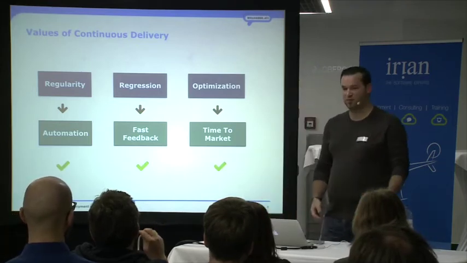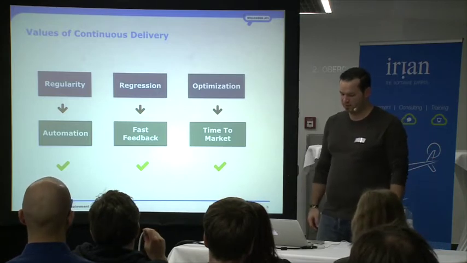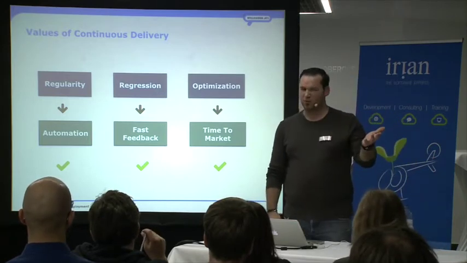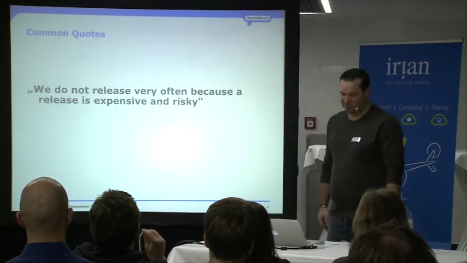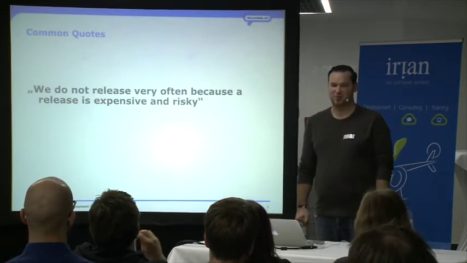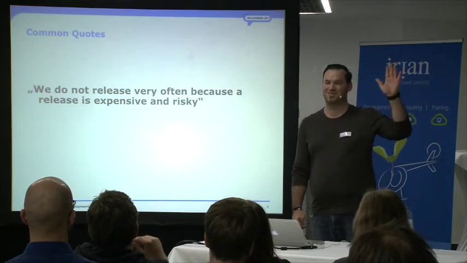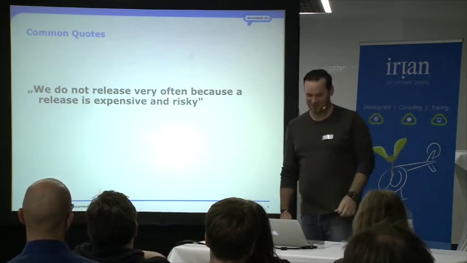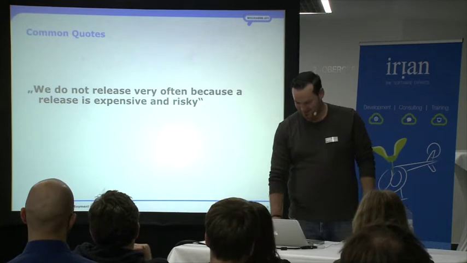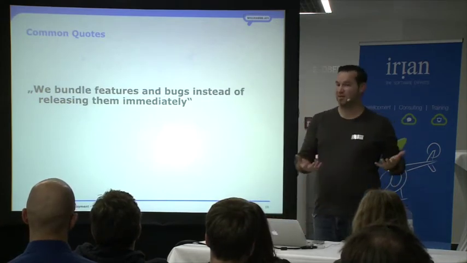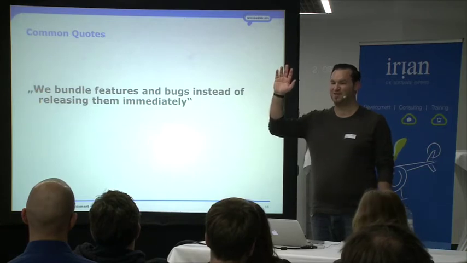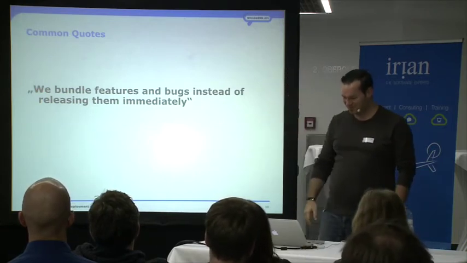Everybody wants to have a fast continuous delivery pipeline, but there are some common quotes you probably heard of already. Things like, we don't release very often because a release is expensive and risky. Who knows this quote? Okay, there are some people already. Then there are quotes like, we bundle features and bugs instead of releasing them immediately. So who had this situation already? All right. Also a lot of.